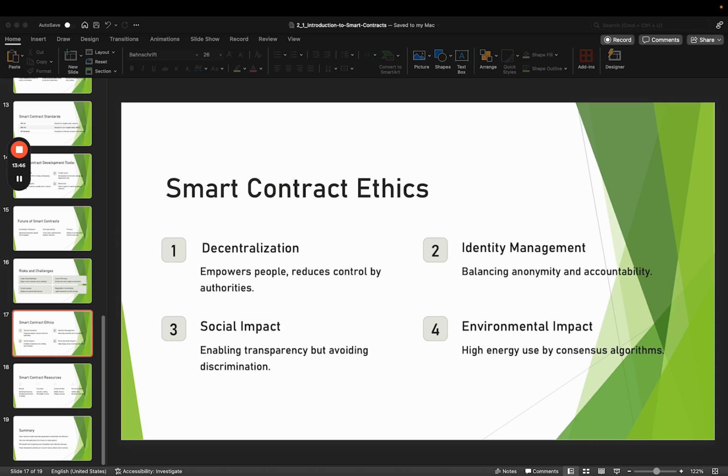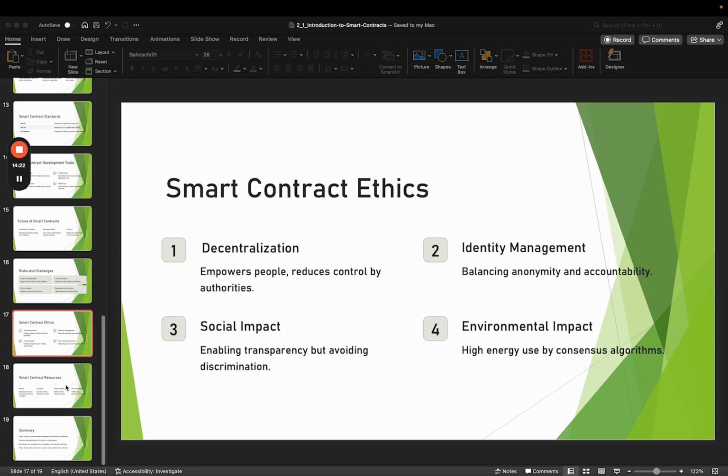Smart contracts can enhance identity management by providing secure, decentralized identity solutions. This can also help protect privacy and reduce identity fraud, but it also raises concerns about data sovereignty and access control. The widespread adoption of smart contracts can drive social change by enabling more transparent and efficient systems. However, it is crucial to ensure that these technologies do not exacerbate inequalities or exclude disadvantaged groups. Sustainable practices and the adoption of more eco-friendly consensus algorithms like proof of stake are essential to minimize environmental impact.